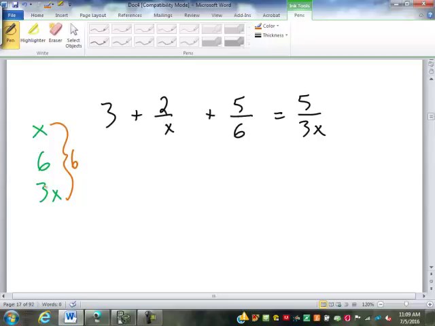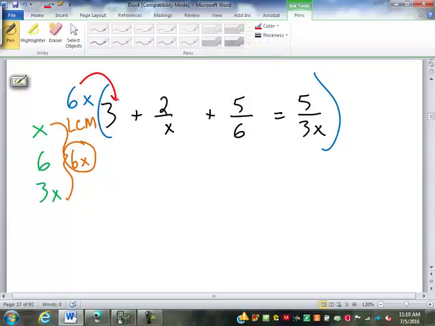Now, when we're looking at least common denominators, least common multiples, it is the largest power of each variable. Remember when we did the greatest common factors, it was the smallest power of each variable? Now we're doing the opposite side. It'll be the largest power of each variable, which is x to the 1, or just x. So 6x is our least common multiple, or least common denominator here. So what that means is I'm going to multiply this whole equation by 6x.